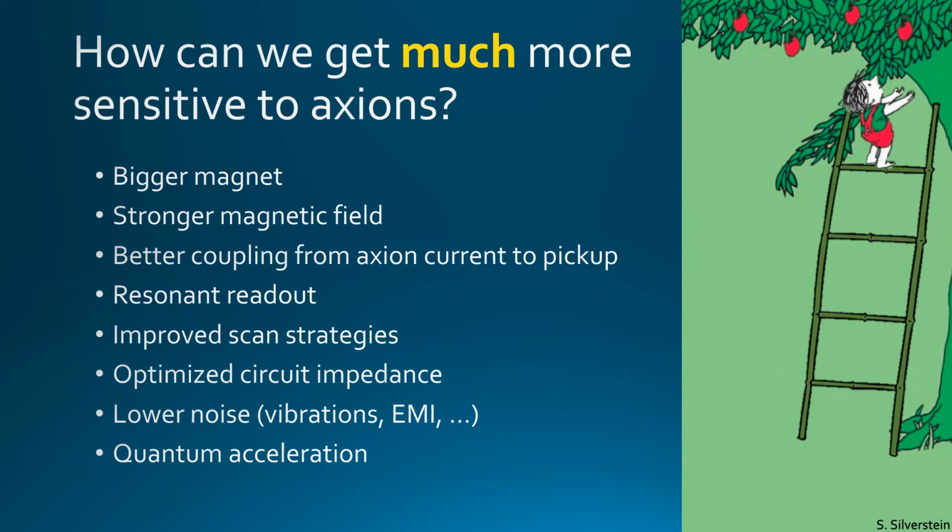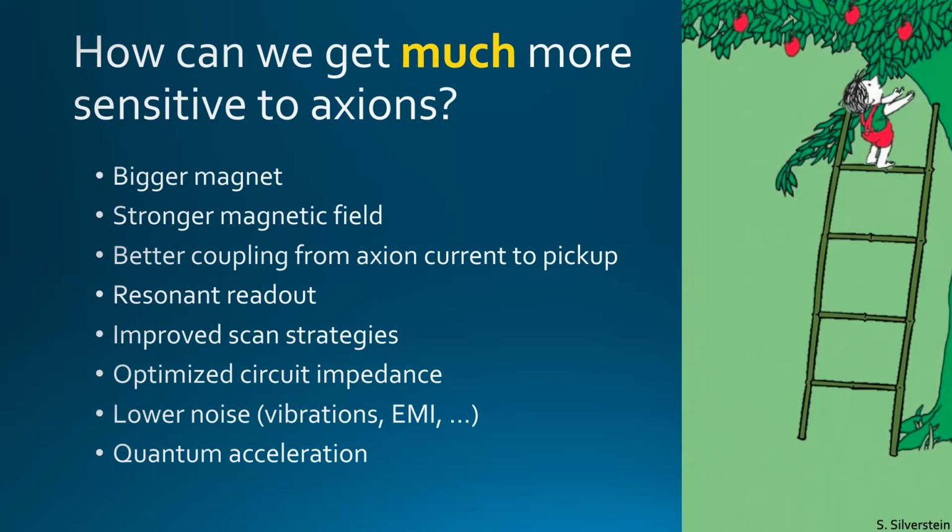We can improve the coupling from the axion current into the pickup. It's just improving that transformer. We're going to go from a broadband readout where we look at all frequencies at once to a resonant readout similar to ADMX, where we have a very high sensitivity in a narrow range, and then scan. We have some ideas for how to optimize both the scan strategy as well as the impedance of our circuit, as well as ways of reducing noise.